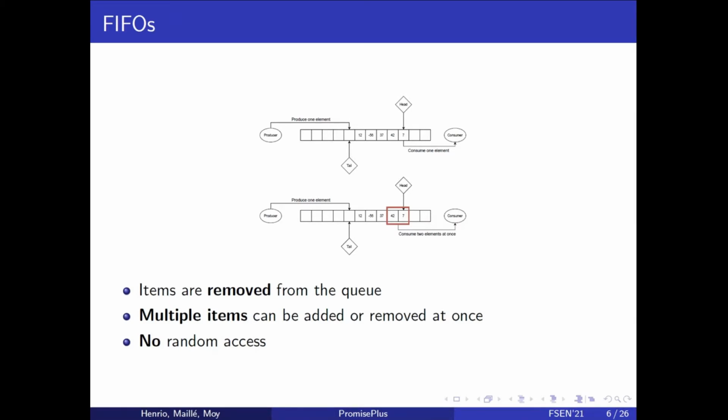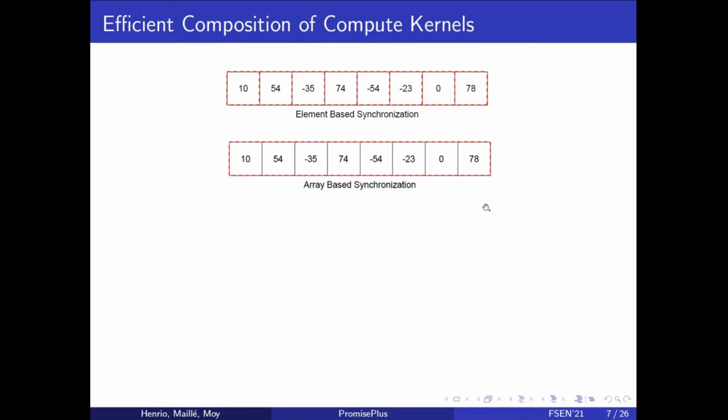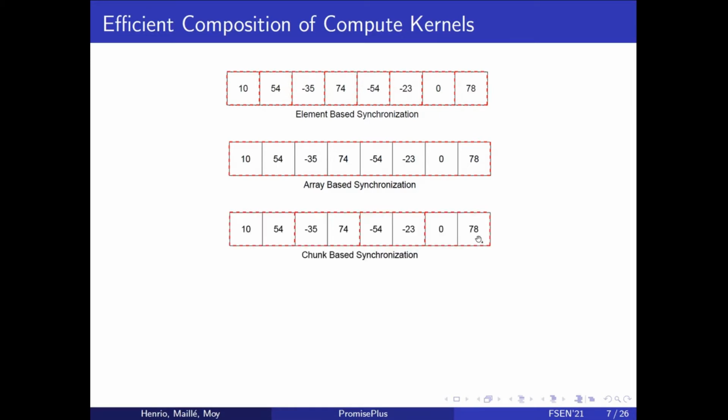First, let's go back to efficient composition of compute kernels. As I said, there are three ways we can look at accessing elements in the shared array. Element-based synchronization, where kernel B will wait for every element in the array. Array-based synchronization, where kernel B will wait until kernel A has produced the whole array. And chunk-based synchronization, where kernel B could wait until a whole chunk has been produced. So we would slice the array preemptively, and an access to an element would wait until the whole chunk is ready.